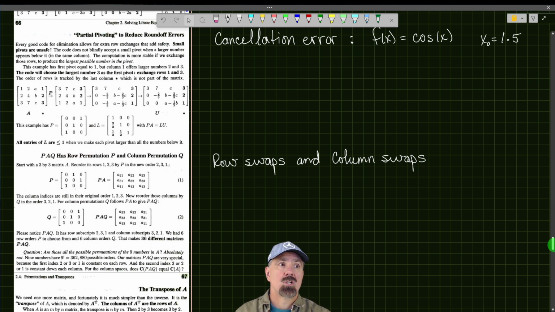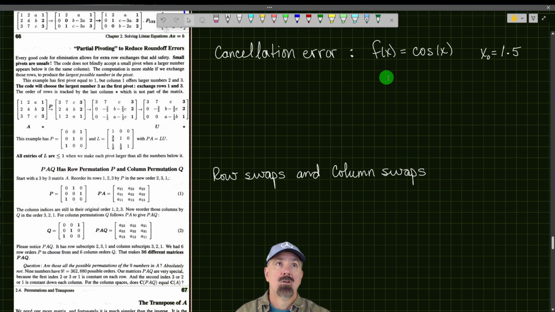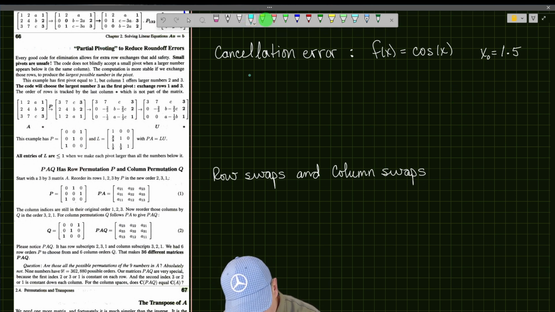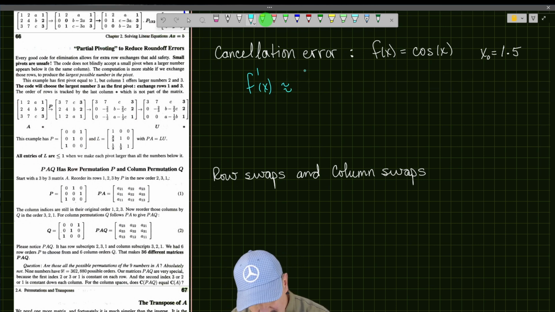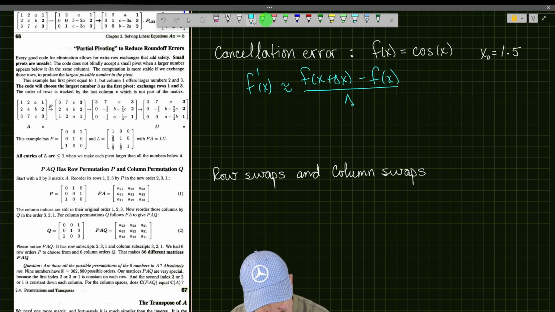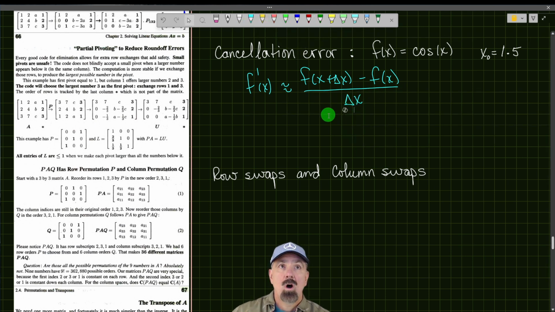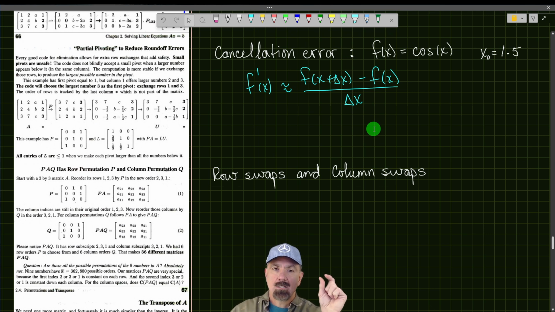So all I'm going to do is take a look at the derivative for f of x is cosine of x. You know that we approximate the derivative. So f prime of x is approximately, and I'm just going to use a forward difference, f at x plus delta x minus f of x divided by delta x. This gives us, at whatever our x value happens to be, an approximation. And what you were told in calculus class is, if you want a more accurate approximation, you end up using smaller and smaller delta x's, right?